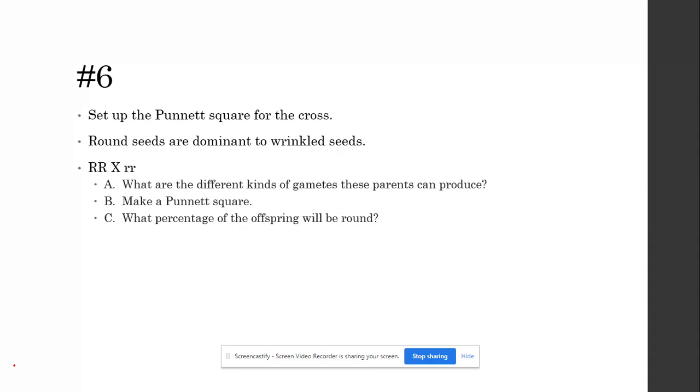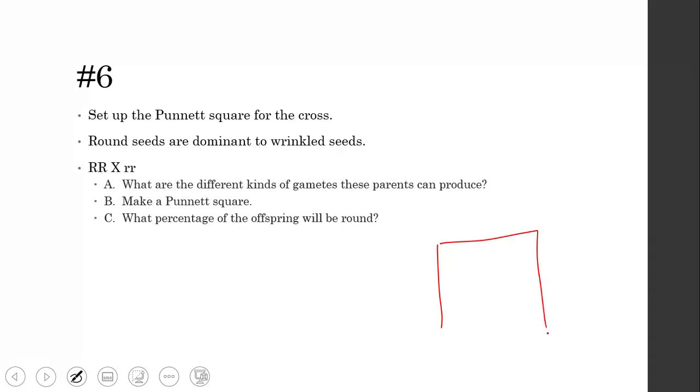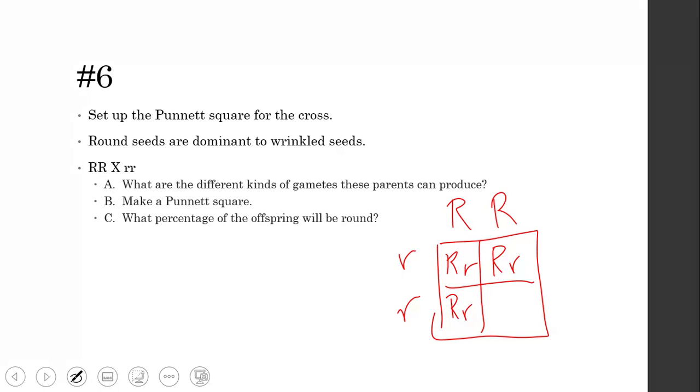What are the different kinds of gametes these parents can produce? Make a Punnett square. What percentage of the offspring will be round? So we're actually going to make a Punnett square on this one. You're going to make a box and put the big R parent on the top, the little r parent on the side, and do the cross. So big R, little r, big R, little r, big R, little r, big R, little r. All of the offspring are big R, little r. And since the big R is present, that means 100% of those offspring will be round.